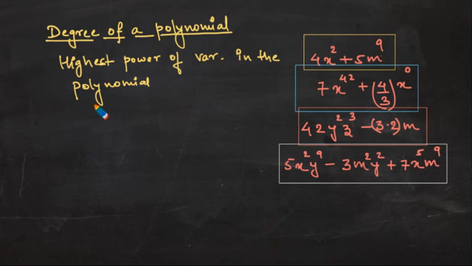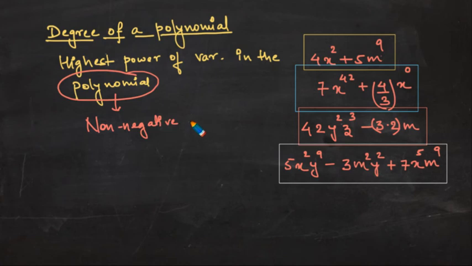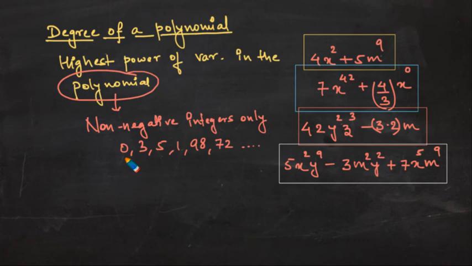So we have a polynomial. This is the first and foremost condition, that degree is only valid when the given expression is a polynomial. And in a polynomial, the exponents of the variable are non-negative integers only, which means the powers of the variables can be 0, 3, 5, 1, 98, 72, something like this, but it cannot be a negative value.